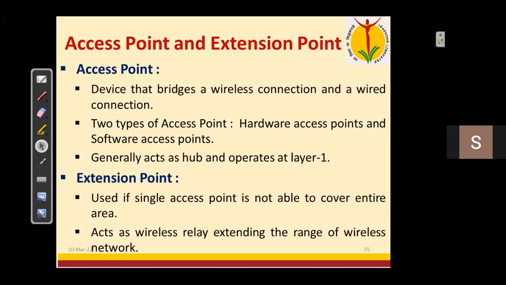Extension point: if you want to increase the area, definitely we need one more access point at that place, so that it can increase the coverage area.